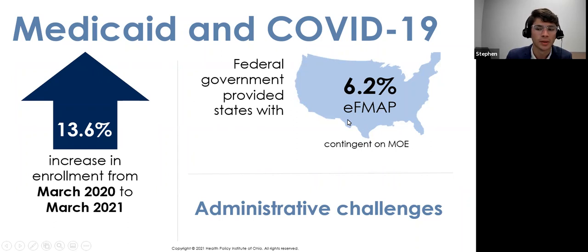The MOE requirement means that states must maintain eligibility for individuals served by Medicaid until the end of the federally declared PHE, or public health emergency. As of today, the public health emergency is still in place and will likely remain in place until the end of 2021. Finally, the COVID-19 pandemic also brought administrative challenges to Ohio Medicaid and other state Medicaid programs, including employees adapting to the nature of telework and employees managing a vast increase in applications for Medicaid enrollment.